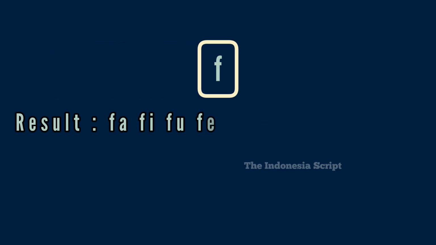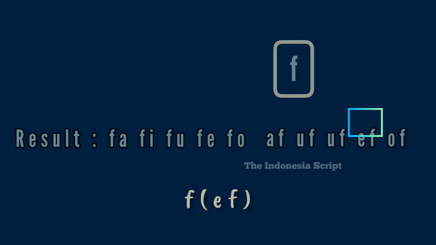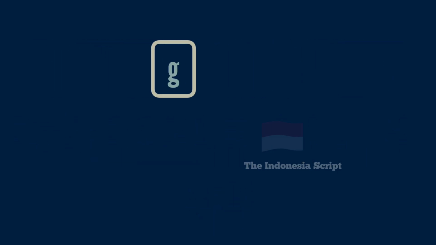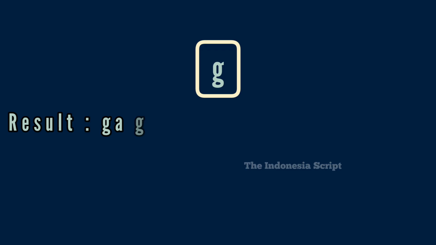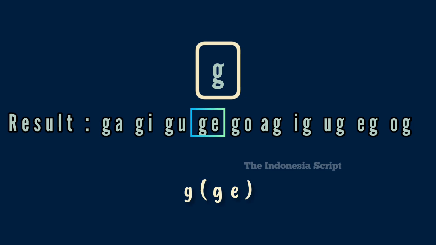Next consonant. From the first combination, we will get fa, fi, fu, fe, fo. And from the second combination, we will get af, if, uf, ef, of. One of the results we get is the syllable ef, which is the syllable used to pronounce this voiceless letter. Next consonant. From the first combination, we will get ga, gi, gu, ge, go. And from the second combination, we will get ag, ig, ug, eg, og. One of the results we get is the syllable ge, which is the syllable used to pronounce this voiceless letter.